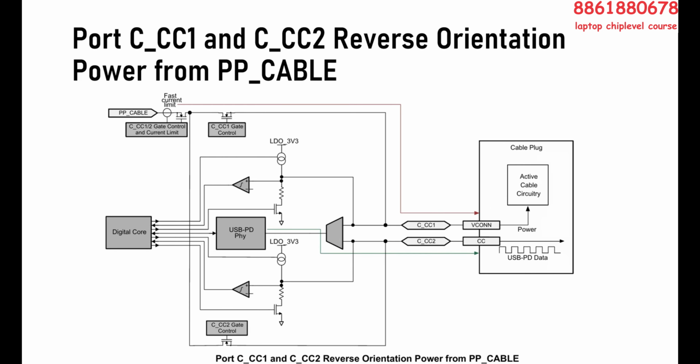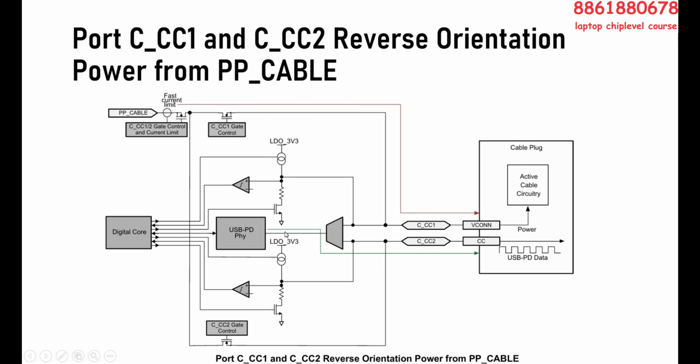Understood? In case of reverse, what will happen? See here, directly CC1 will connect the VCONN. VCONN, see there are two possibilities. One is CC and the other one is VCONN. If CC1 has a connection, CC2 will be VCONN. In case CC2 has the connection, then CC1 will be VCONN. Okay. Now the reverse connection. In reverse condition, CC1 will have some voltage or power and CC2 will be the communication path. Okay, CC1 and CC2 reverse orientation, power from PP cable.